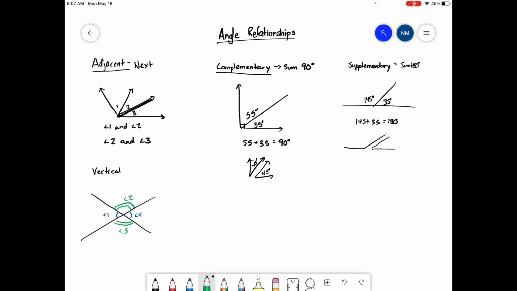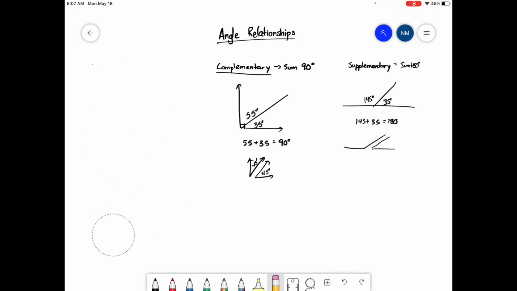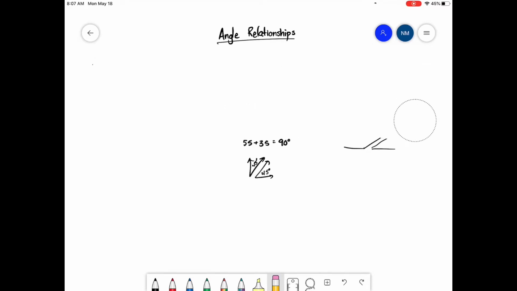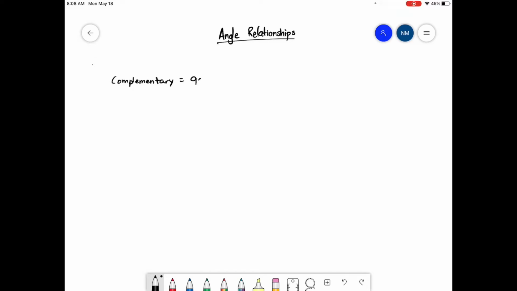Now I want to take a look at how to solve when we have missing angles. We'll start with complementary. You don't really have to solve for adjacent angles for the angle measures. And remember, complementary angles add up to 90 degrees. So let's say I have an angle that is 20 degrees. We'll keep it simple.